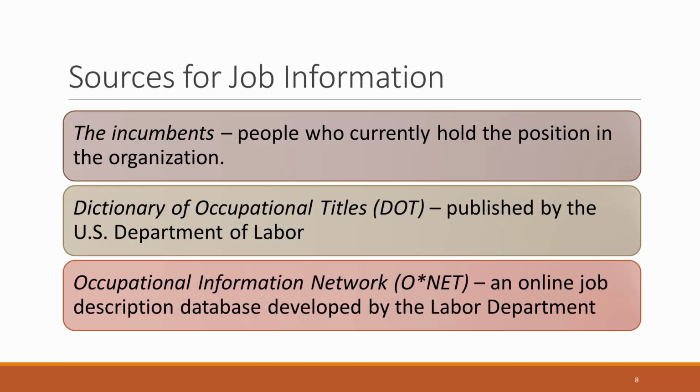So, where can you get some sources for job information? We've talked about the supervisor and the incumbent. For some common jobs, usually non-exempt jobs, HR can supplement the information from their own observations, from talking to incumbents and supervisors, with what's called the Dictionary of Occupational Titles, which is published by the Department of Labor. And on the web, there's a site called the Occupational Information Network. It's an online job description database developed by the Labor Department. Now, I don't think wholesale copying of that information would be extremely useful in the job analysis. However, it may be a very good starting point.